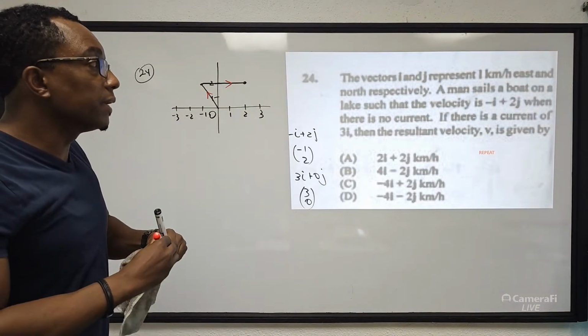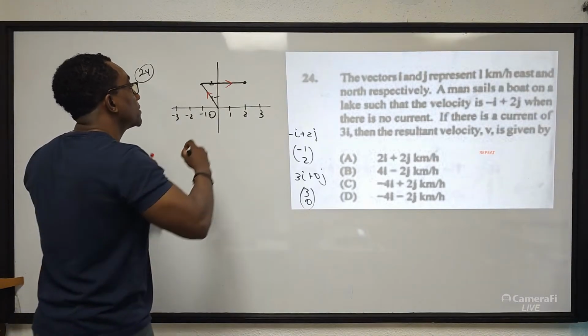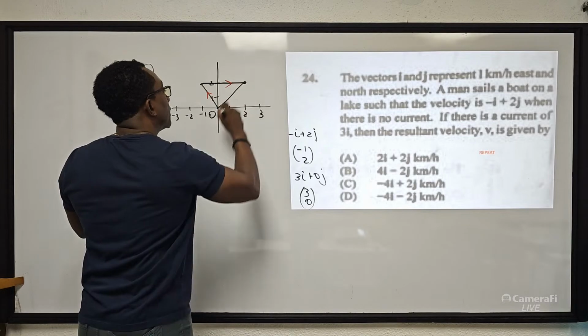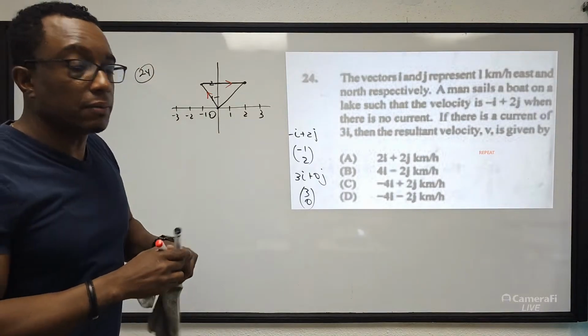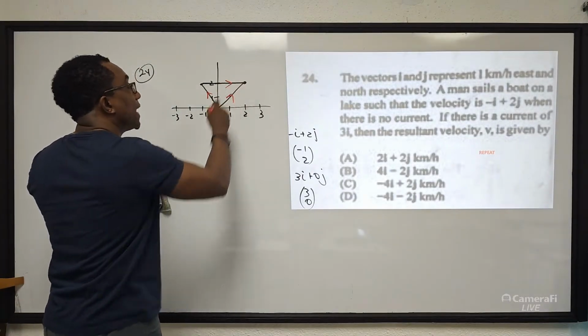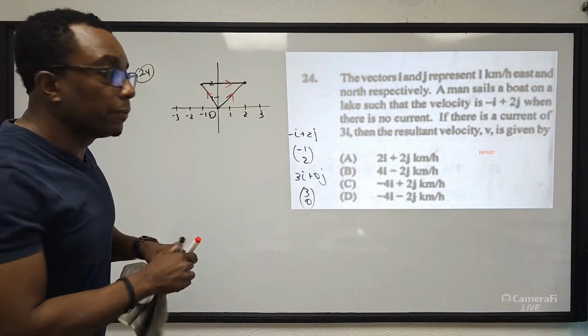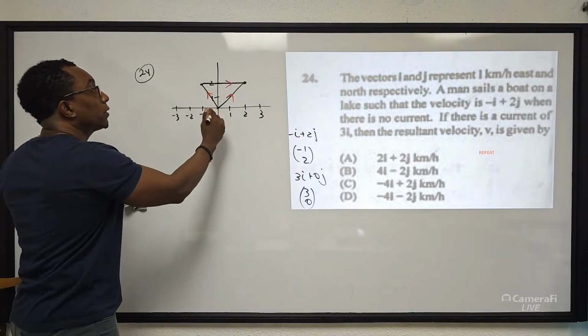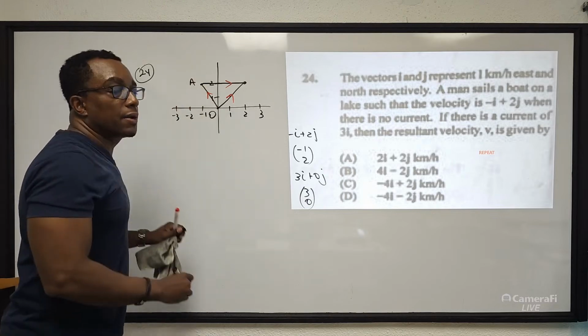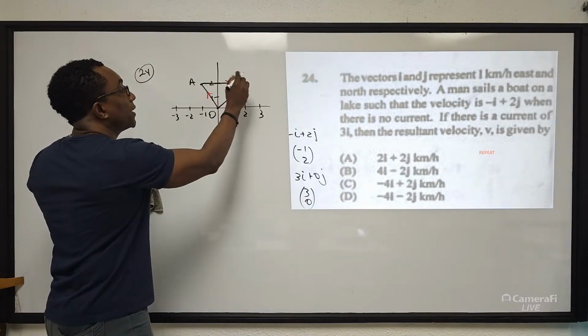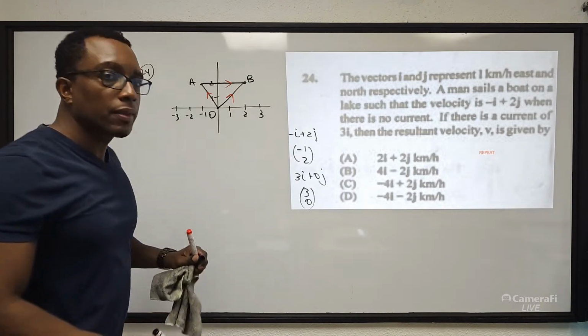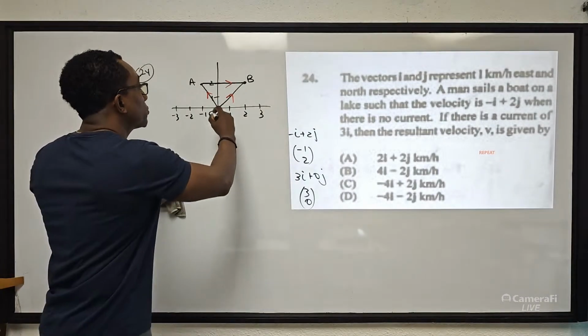They want us to determine the resultant vector. So you see this vector here? That is the resultant vector moving from O to that point. So let's label the boat moving with no current OA. And when the boat experiences a current, let's call that AB. We want to determine the resultant, which is OB.